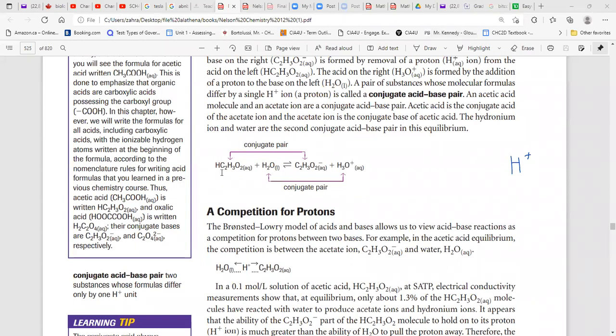So here are conjugate pairs. What is it? HC2H3O2 turns to C2H3O2. It's losing hydrogen, so it's going to be the conjugate acid pair. And H2O turned to H3O is gaining hydrogen, so it's going to be the conjugate base.